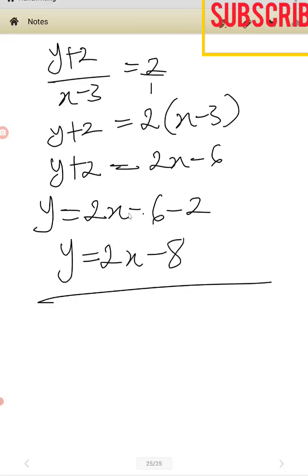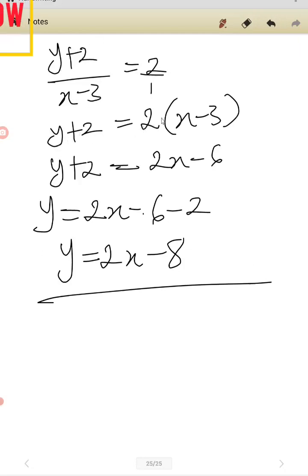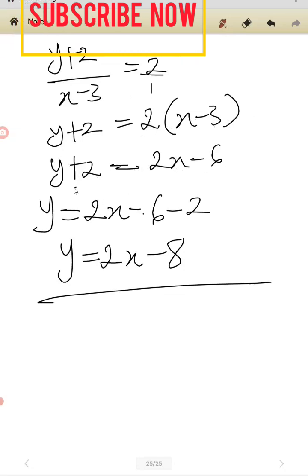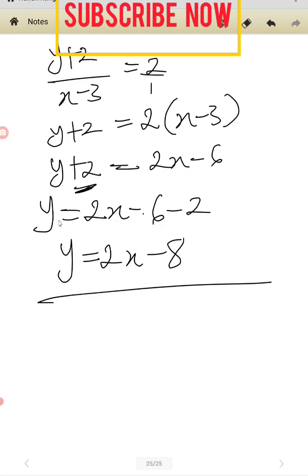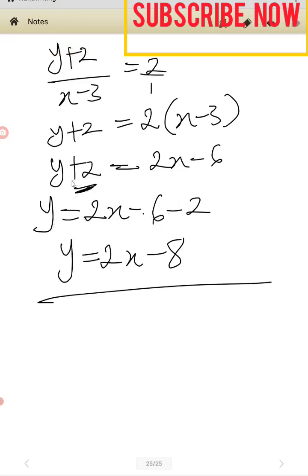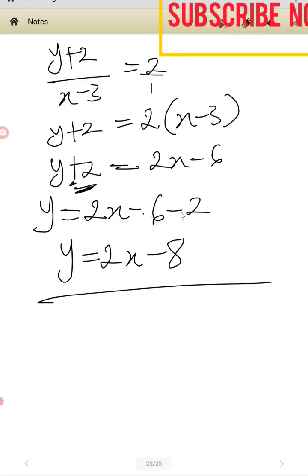So this is just the equation. Let me re-explain. This is (y plus 2) over (x minus 3) equals 2. You cross multiply. We have y plus 2 is equal to 2 times (x minus 3). So 2 times x is 2x, 2 times minus 3 is minus 6. Therefore, we collect the like terms: we shift the 2 to this side, and the positive sign changes to minus. We have y equals 2x minus 6 minus 2. This is just the equation.